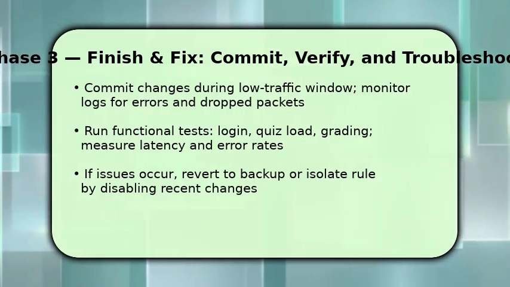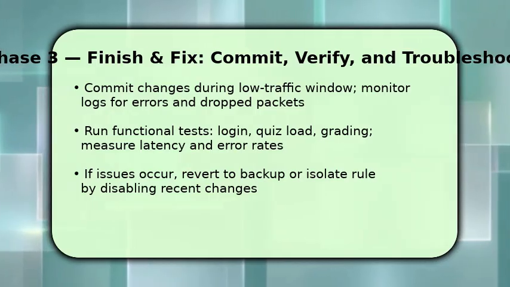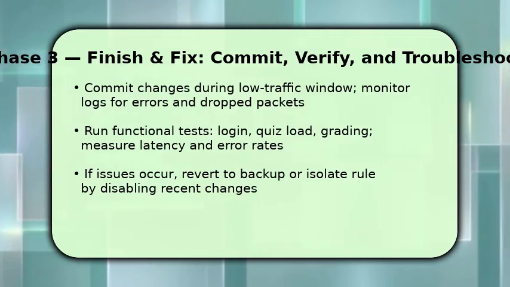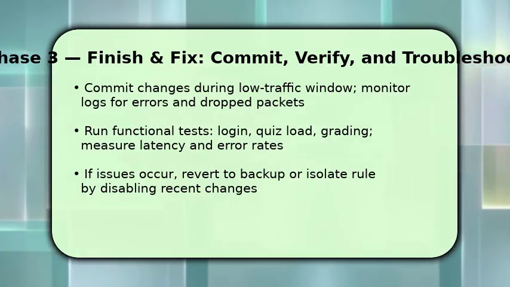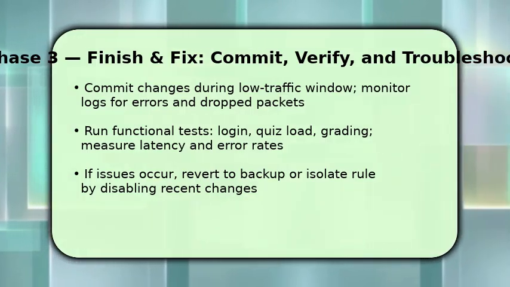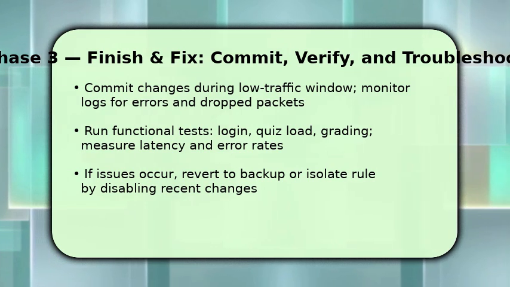If something breaks, first disable the last rule set or revert to your saved backup. This isolates the problem quickly. A key troubleshooting tip: use the firewall's packet trace tool to see why a connection was dropped, then adjust the matching fields.